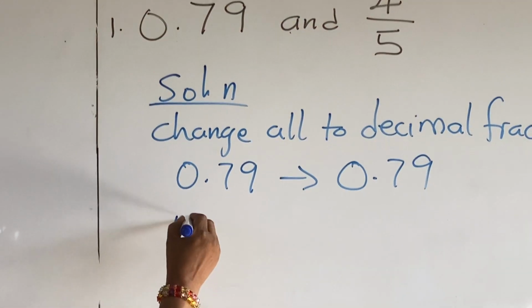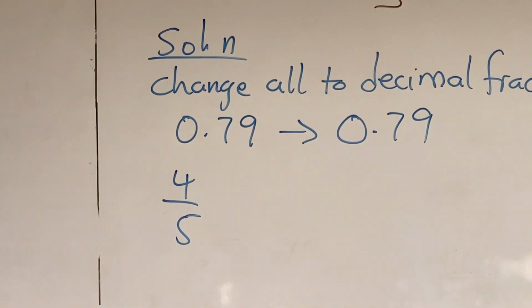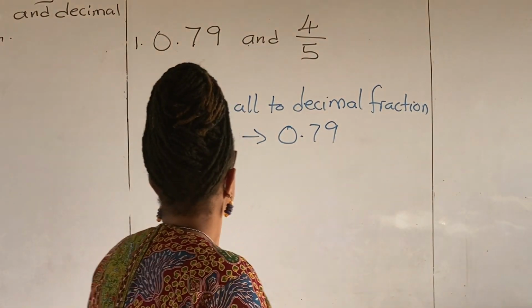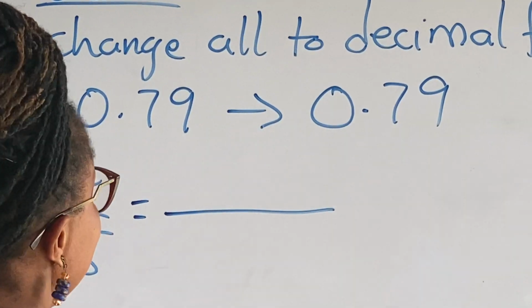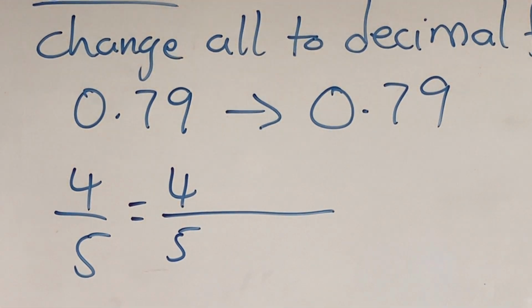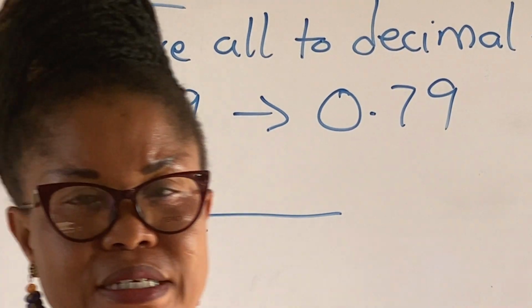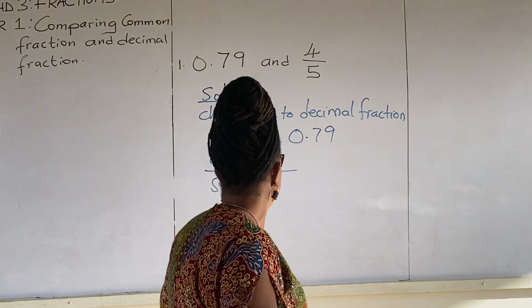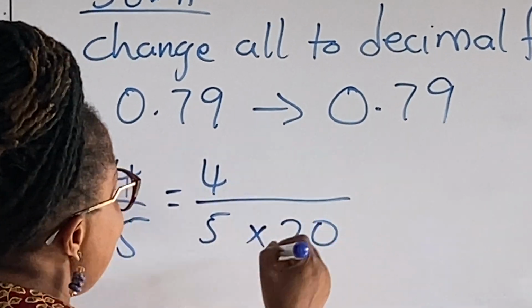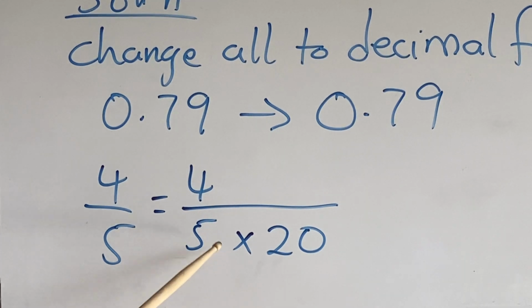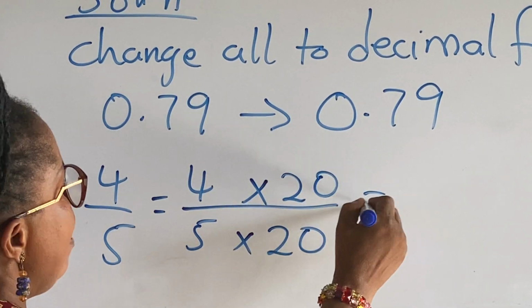So 4/5 is not a decimal fraction, so we have to change 4/5 to a decimal fraction. Put your bar, repeat 4/5 on it. We want to change 5 to 100. So what number will we multiply by 5 to get 100? It is 20. So 5 times 20 is 100. Whatever you do to the denominator, do the same thing to the numerator. So we multiply the numerator by 4 times 20.